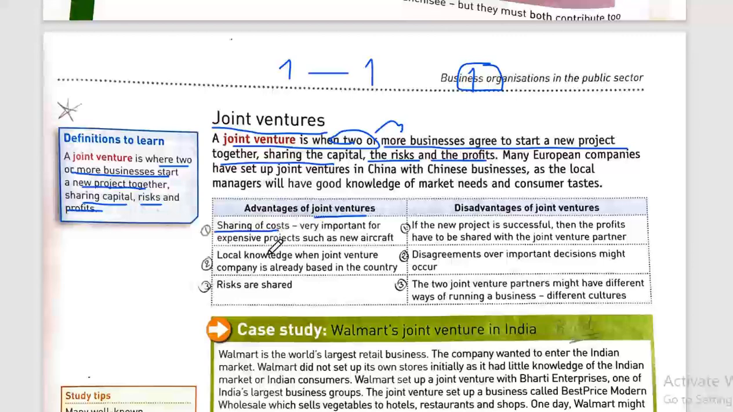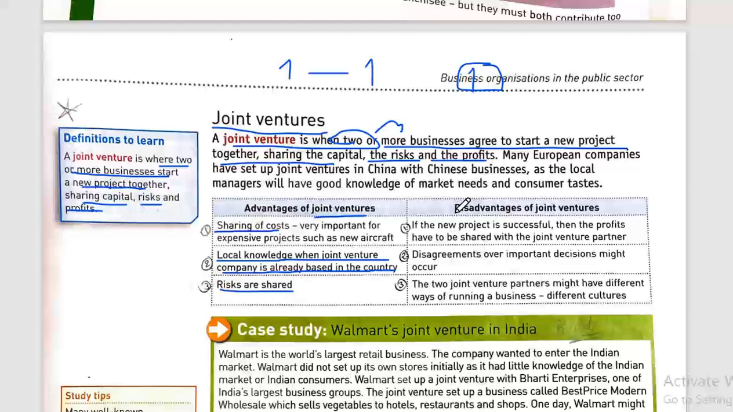Sharing costs, sharing risks, and local knowledge when the joint venture company is already based in the country. So if a French company is joining with a Jordanian company, and they are working in Jordan, the benefit is having knowledge of the Jordanian market, because the person I joined with knows a lot of things about the Jordanian market.